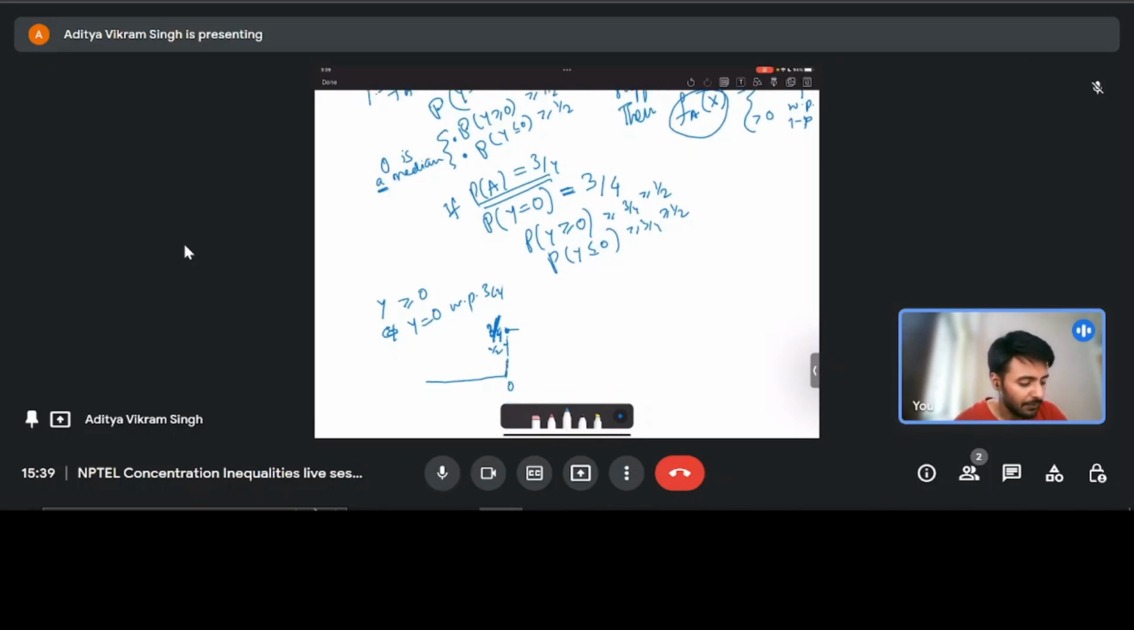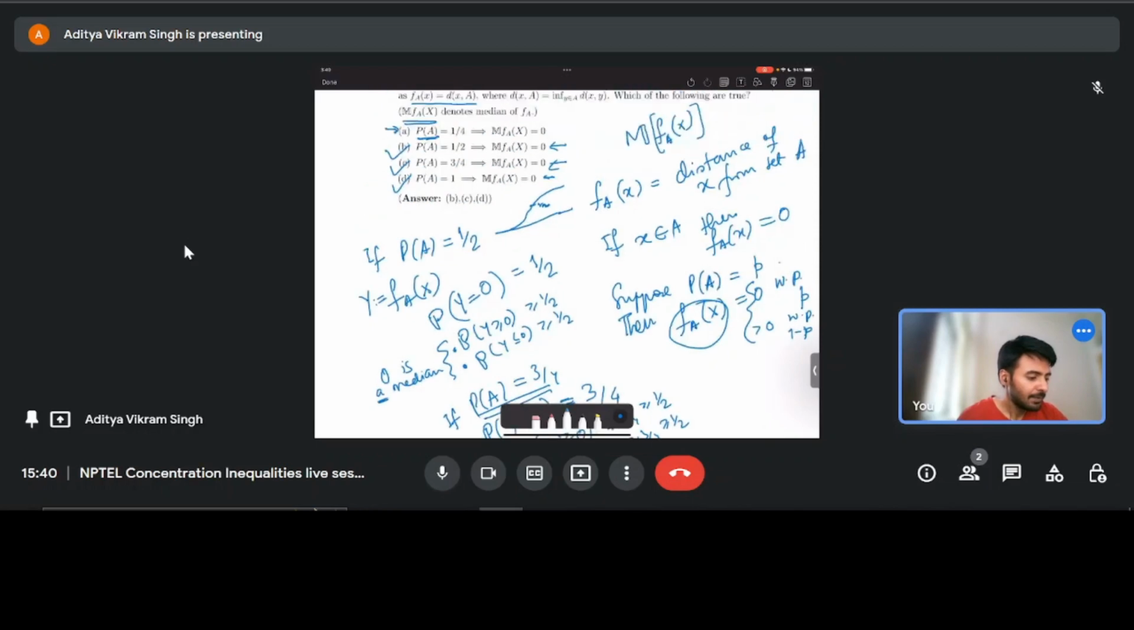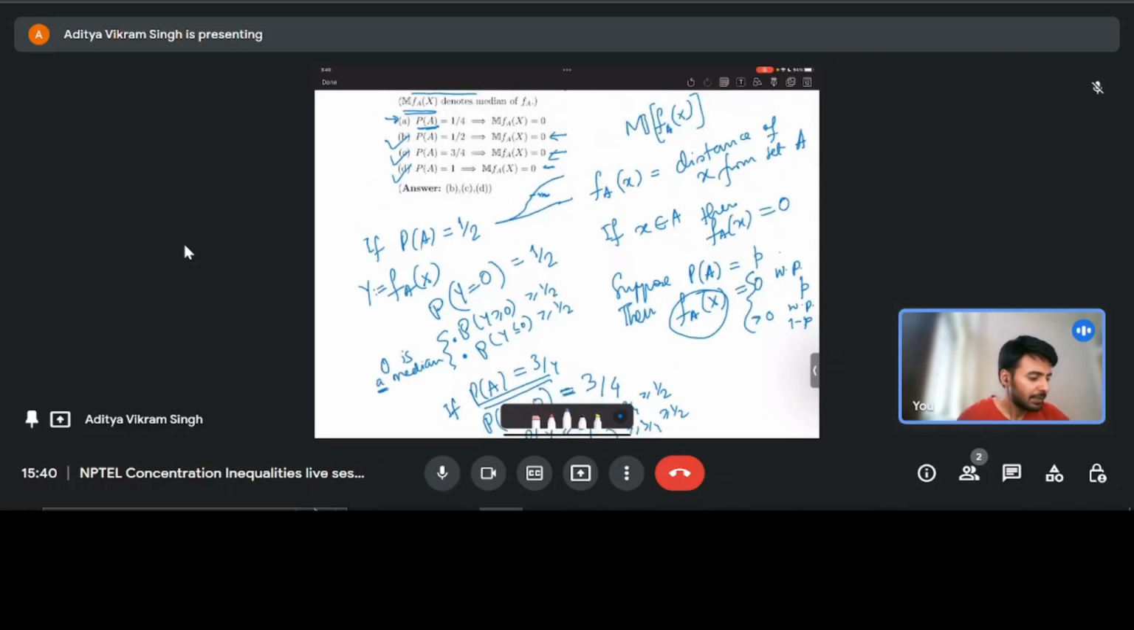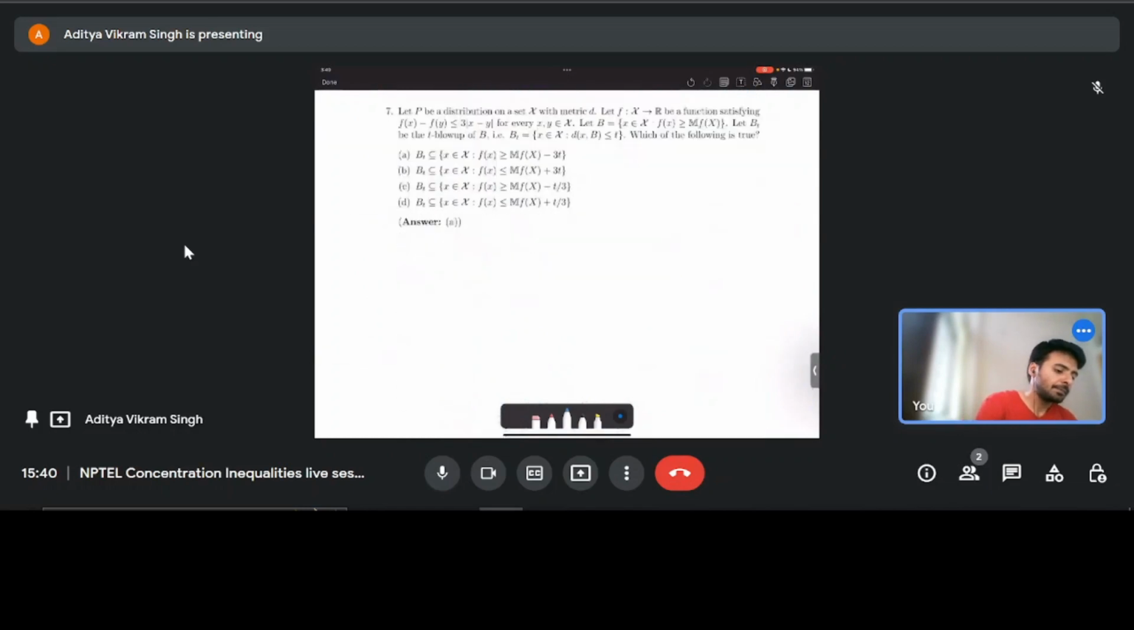But if it's 1/4, then this would be the case. You have 1/4 here, and then maybe it increases to 1, and somewhere here the median is strictly greater than 0, because Y is strictly greater than 0 with probability 1 minus that. So basically A is incorrect and all the others are correct.